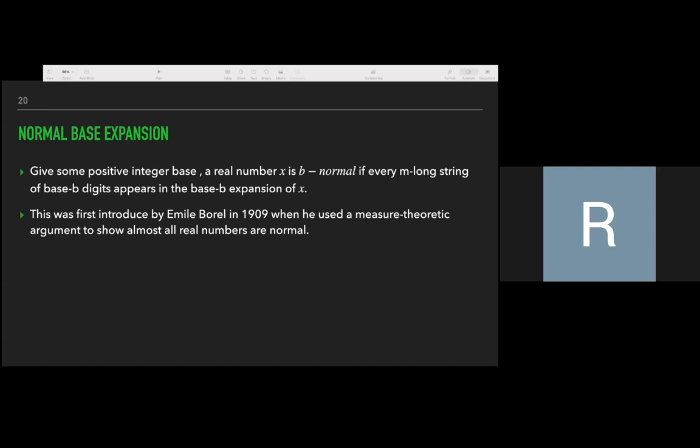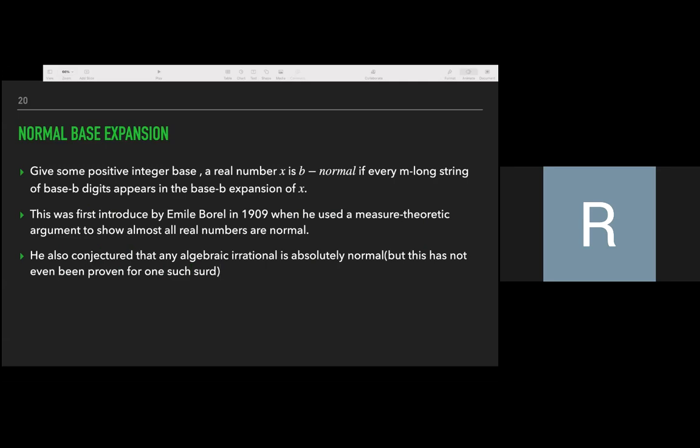This was first introduced by Emile Borel in 1909 when he used a measure theoretic argument to show almost all real numbers are normal. He also conjectured that any algebraic irrational is absolutely normal, which means that it's B normal in any base. But this, in fact, has not even been proved for a single such algebraic irrational.